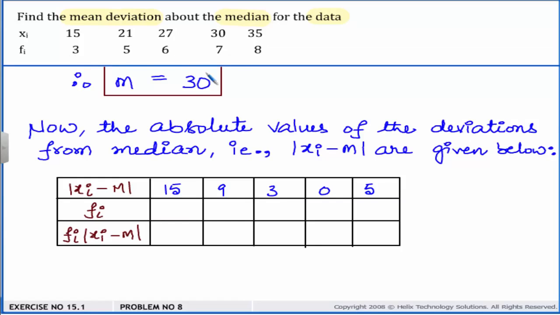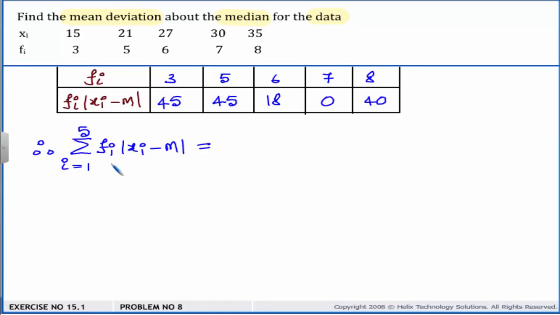Now let us write the frequencies as it is. So we have 3, 5, 6, 7 and 8. Now let us multiply these two. So we will be getting 45, 45, 18, 0 and 40. Therefore, the summation of fi into modulus of xi minus M, where i is equal to 1 to 5, is equal to 45 plus 45 plus 18 plus 0 plus 40, which gives us 148.